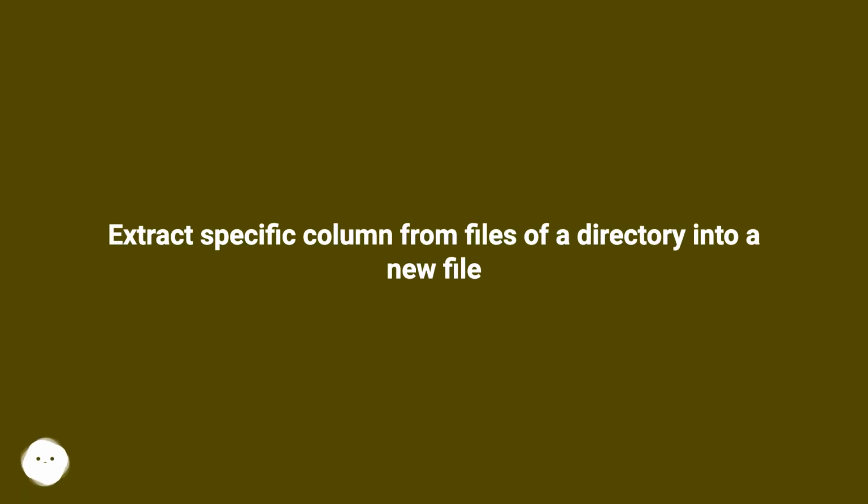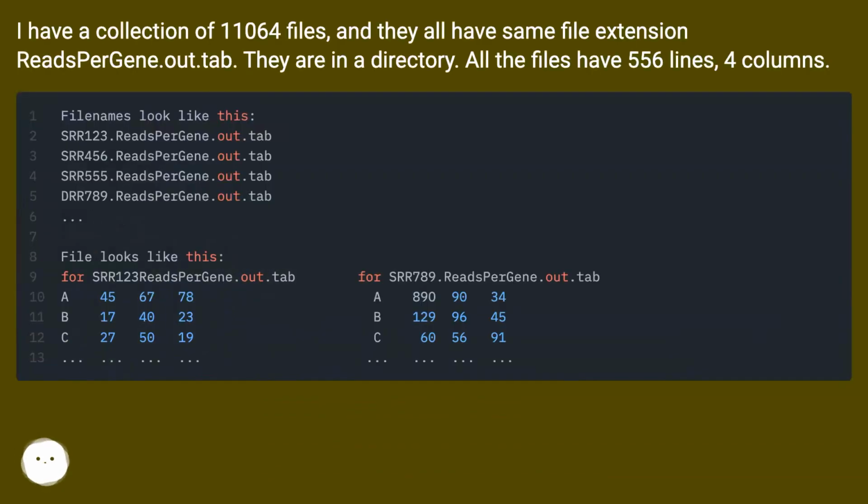Extract specific column from files of a directory into a new file. I have a collection of 11,064 files, and they all have the same file extension, readspergene.out.tab. They are in a directory. All the files have 556 lines, 4 columns.